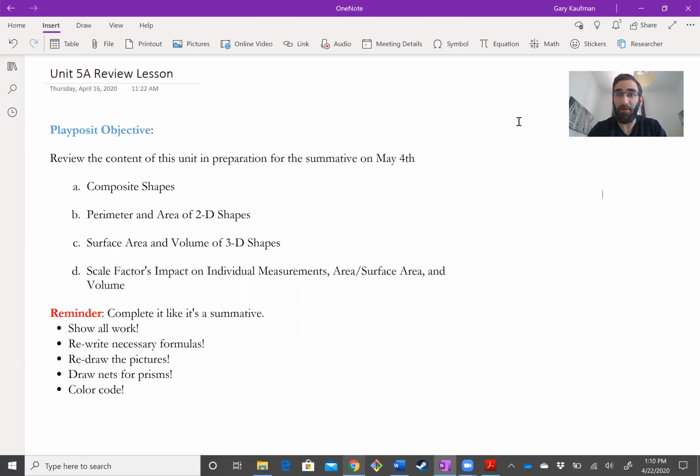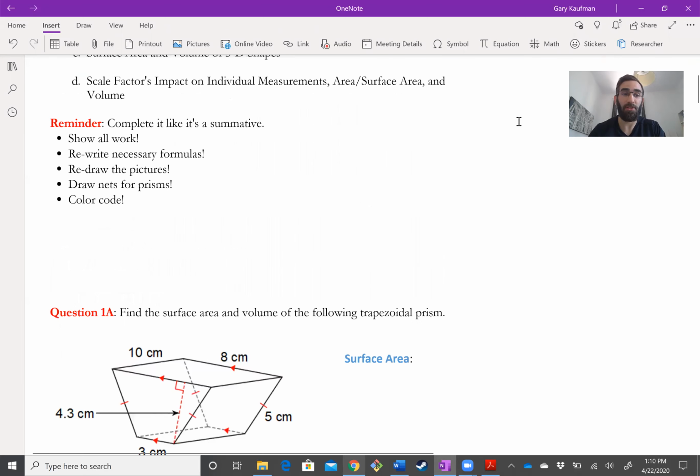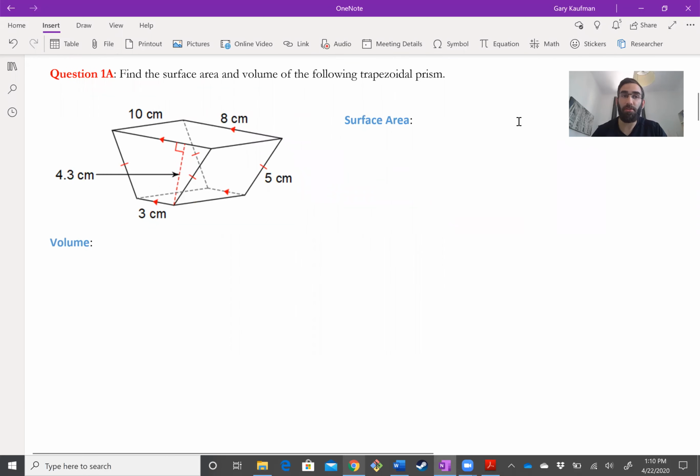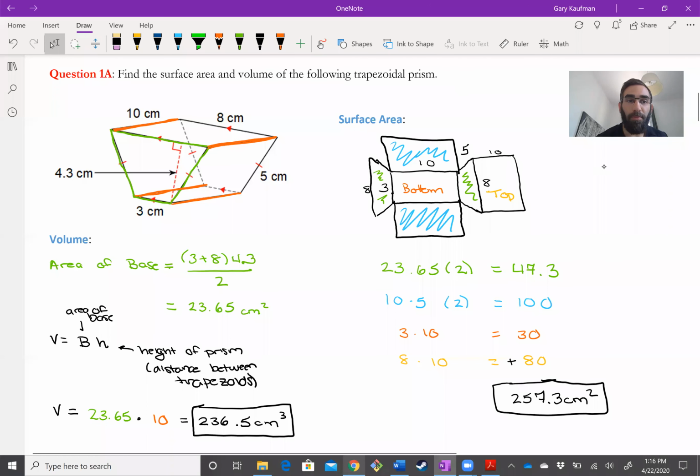Draw the nets for the prisms. That's going to be very helpful for surface area, and color code as needed. Then you're going to be able to see the relationships much more visually. So let's go on to the first question. The first question, as you see, is 1A; 1B will be with regard to scale factor. Start on this one, and once you input your answer, you'll be able to watch the answer key. If you need to pause it so you can take a look at it, feel free.